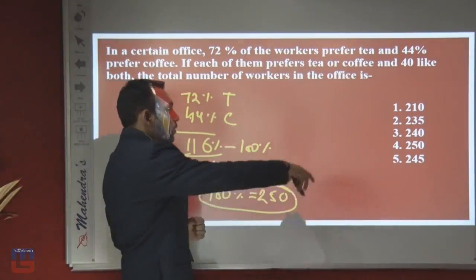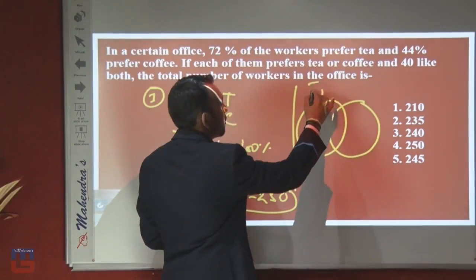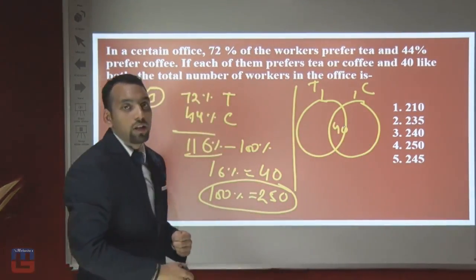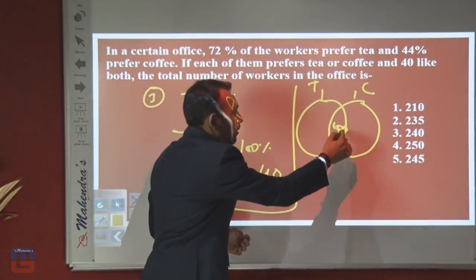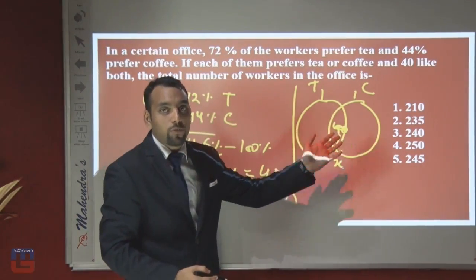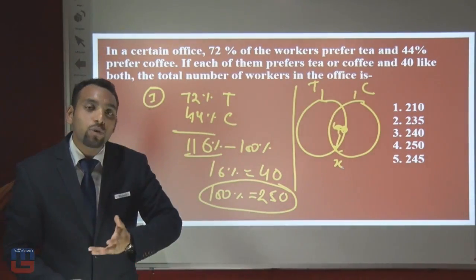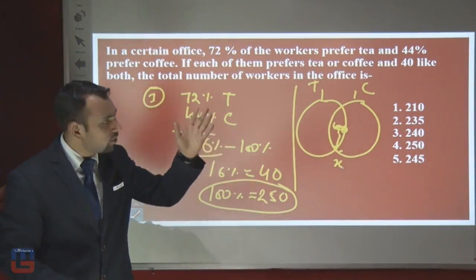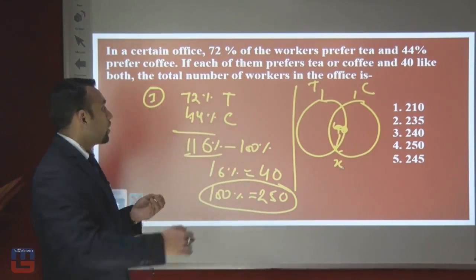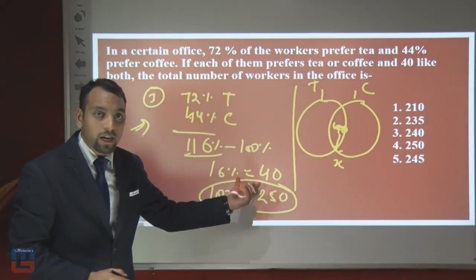Now the other method to do this question is the Venn diagram. You can see this is tea and this is coffee, and this is 40, we have both. Let us assume x, so this is 72 minus x, this is 44 minus x. Here you will calculate the value of x, and this x will be equal to 40. This way we can also calculate, but in the examination we have to follow the direct method: directly add and subtract by 100.